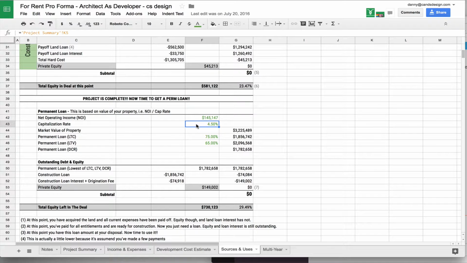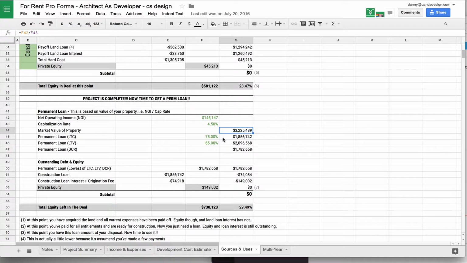This is your cap rate, and I'd refer you back to part 4 of our Medium posts to get a rehash of the capitalization rate. If you take your NOI and you divide it by the cap rate, you get a market value of the property. So let's say this project right now at a 4.5 cap is valued at $3.2 million. This is essentially what you would sell this building, this project, for. So in this case, let's say $3.2 million.